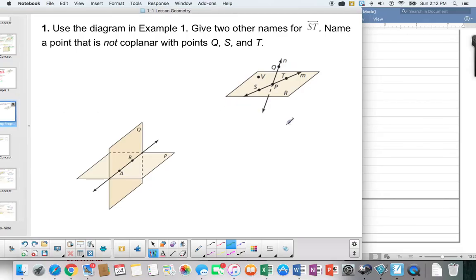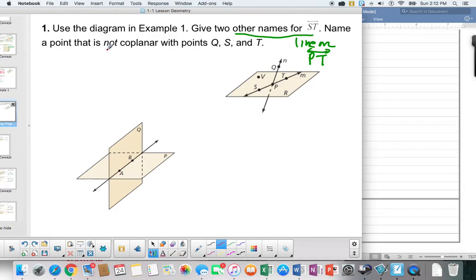In this diagram, give 2 other names for line ST. So 2 other names for line ST. I'm looking here at our ST right here. I could call it line M, or I could pick any two letters. I'll pick the letters P and T and put a line symbol over it. There are other answers that are possible.